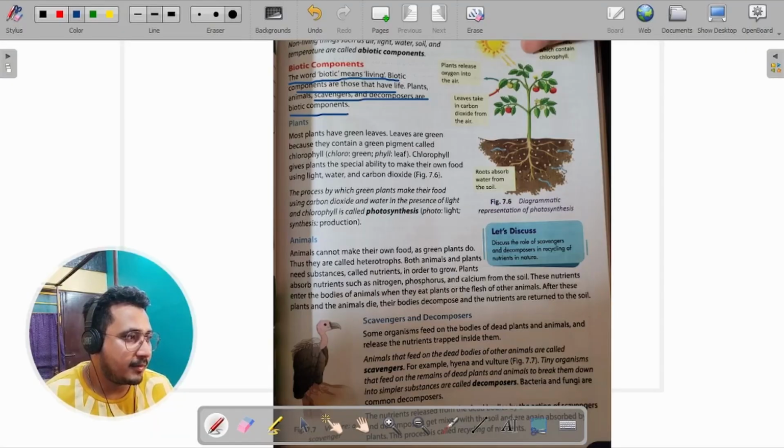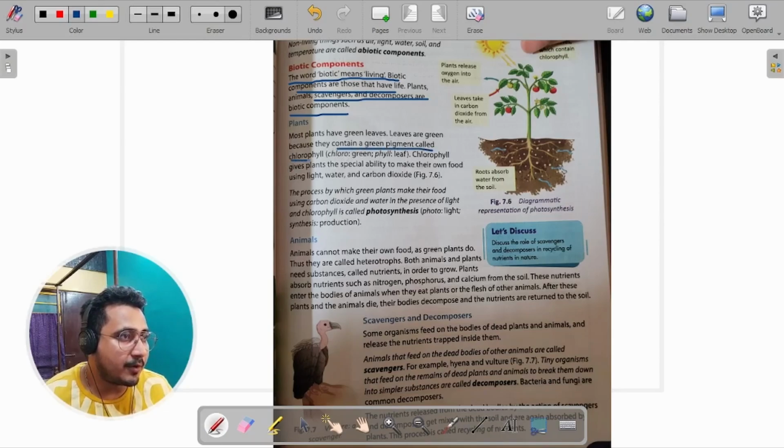Here you underline: what do you mean by the word biotic? What do you mean by the word abiotic? And also scavengers and decomposers, they are also biotic. You also have to remember those. Previously we have discussed the difference between the scavengers and the decomposers. Crow and vulture are scavengers because they eat the dead animals. And the decomposers are all those bacteria and fungi that break those down.